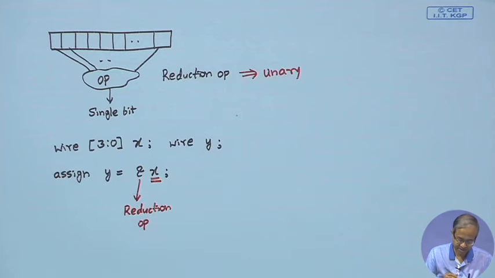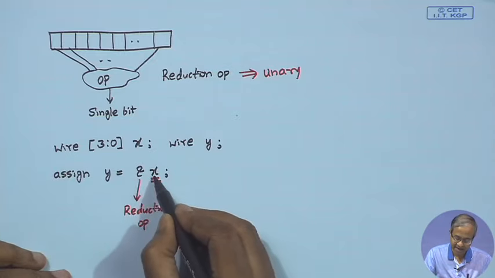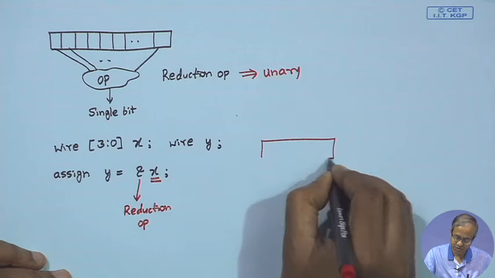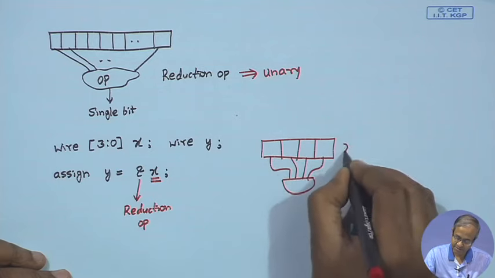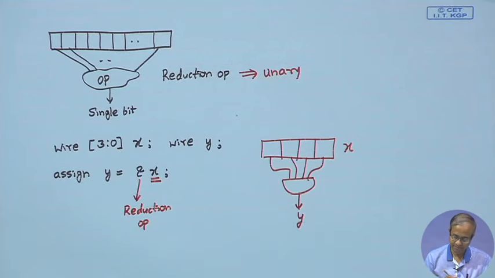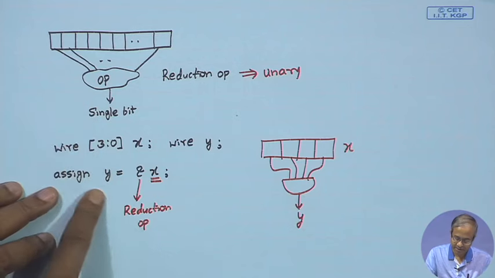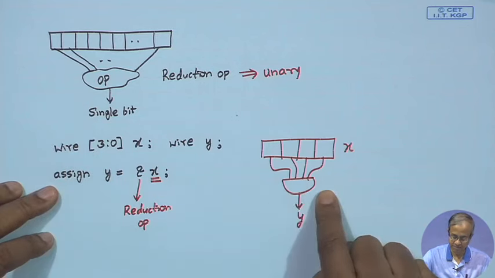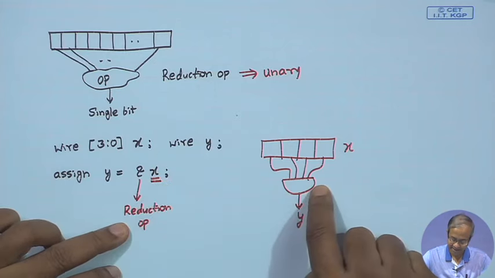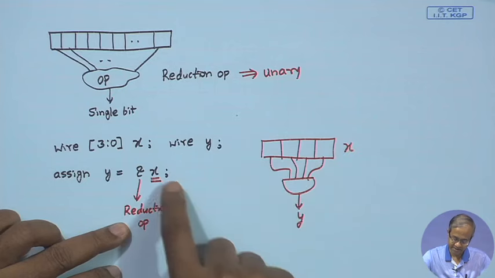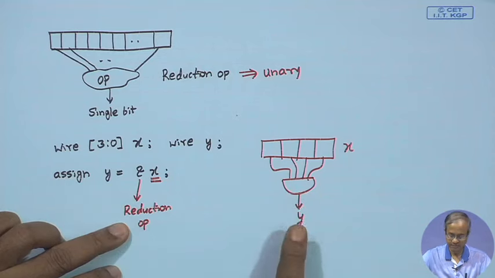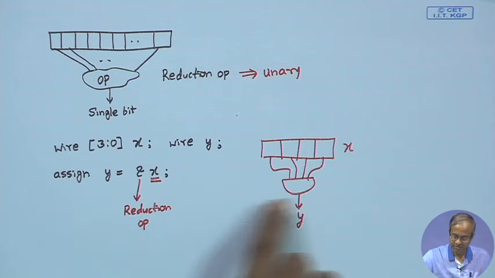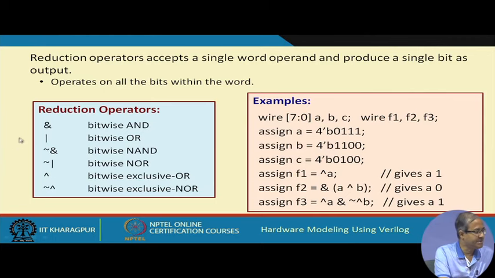And this is your reduction operator. What is this reduction operator doing? It is taking the bitwise AND of all the 4 bits of x. This x was 4 bits. So, logically speaking, this will be like an AND gate, this is your x, and the output of the AND gate will be your y. So, this reduction operator actually models a gate with multiple inputs. This ampersand x means this is an AND gate, it will take all the bits of variable x as input, and it will generate y as the output. Depending on the kind of operator you have used, the type of gate will differ. As I said, we can have many different types of gates.